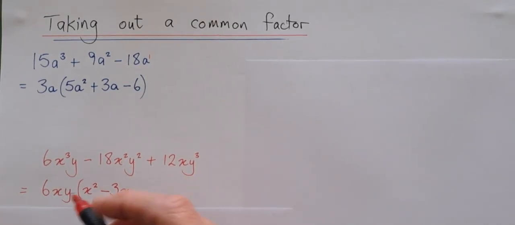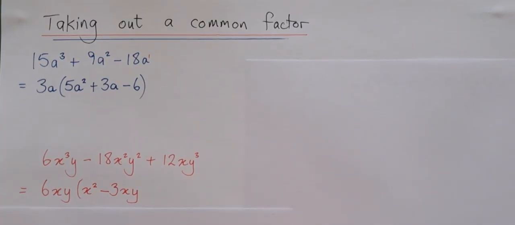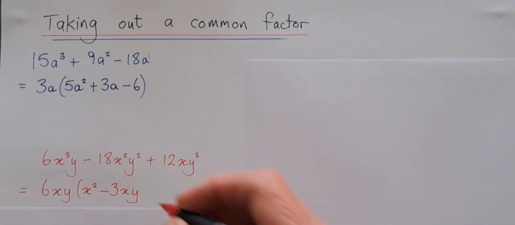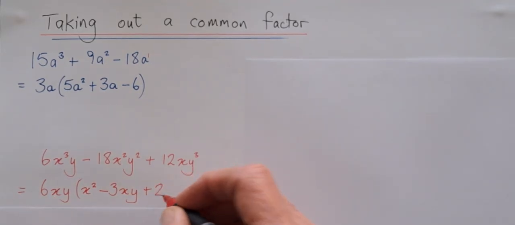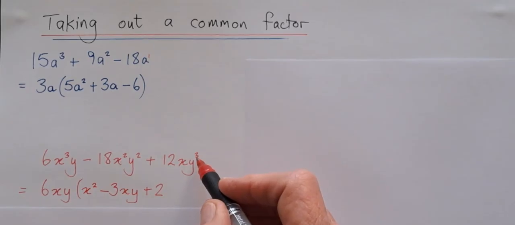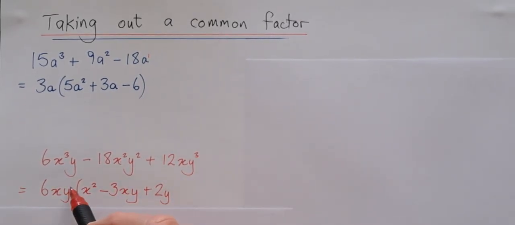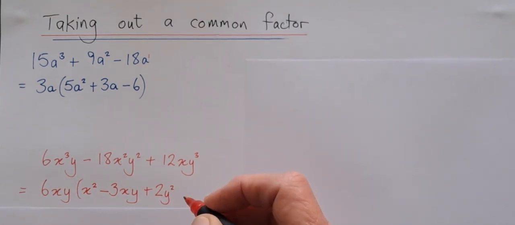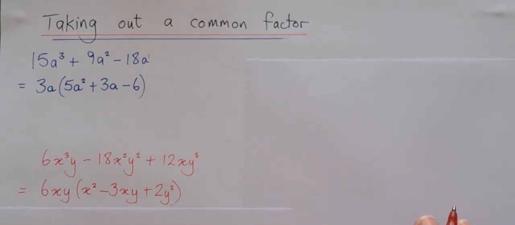Y squared divided by y, the same thing. 2 minus 1 will leave me with 1. And again, we don't write them in. Plus 12 divided by 6 is 2. X divided by x, they cancel out. Y cubed divided by y means y to the 3 minus 1, which is 2. I've processed all 3 of the terms. I do have 3 terms in the bracket, and I started off with 3 terms originally, so all looks good.